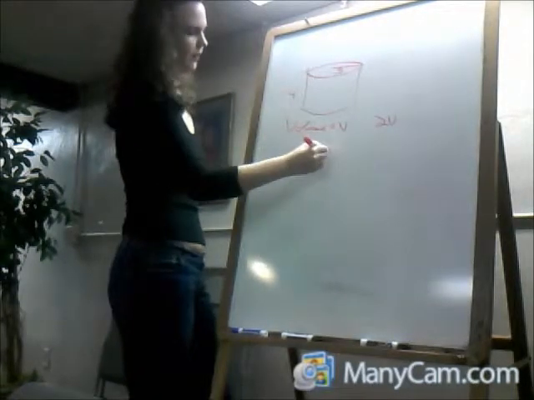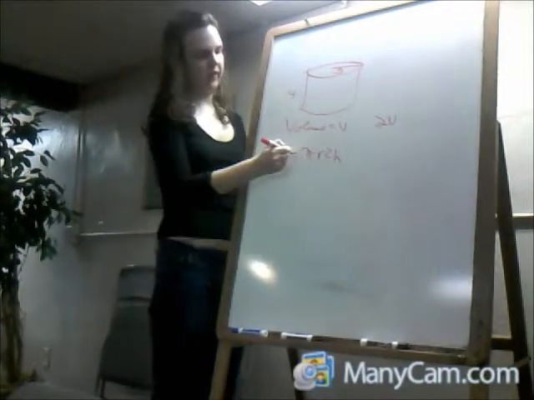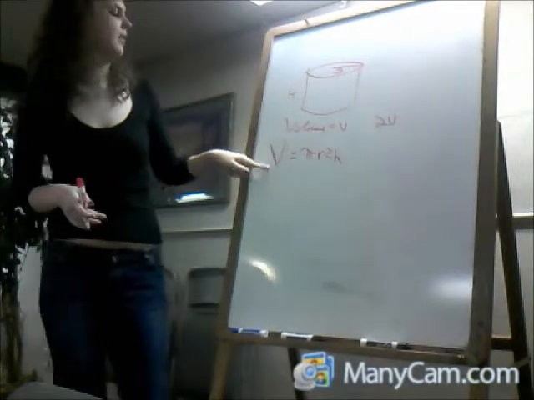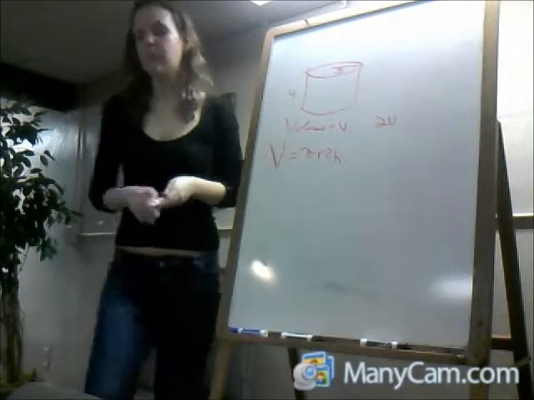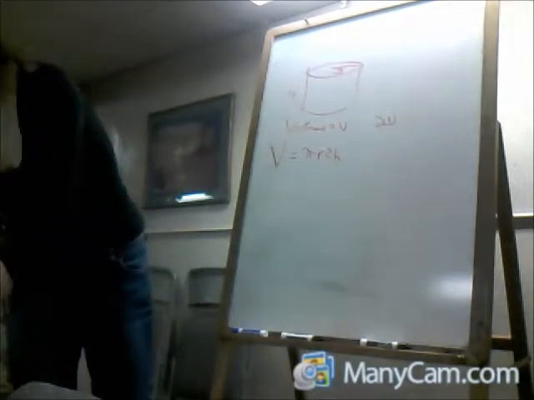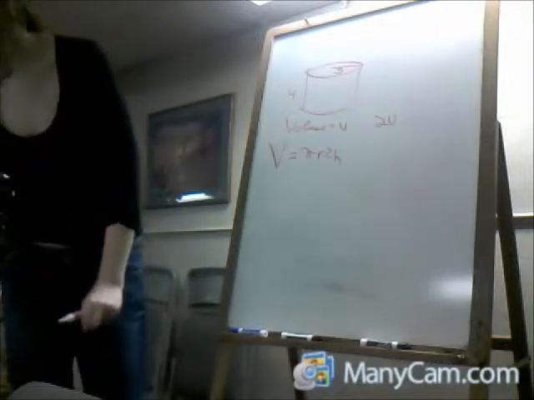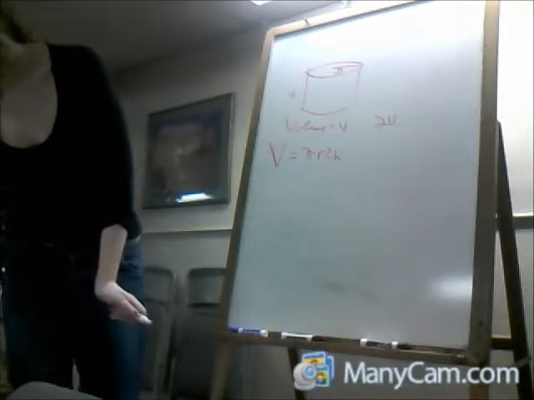We have this equation for volume, which is in the front. In the front you have all these different equations. You have the special right triangles I was talking about, the volume of a cylinder, and the area of a triangle.